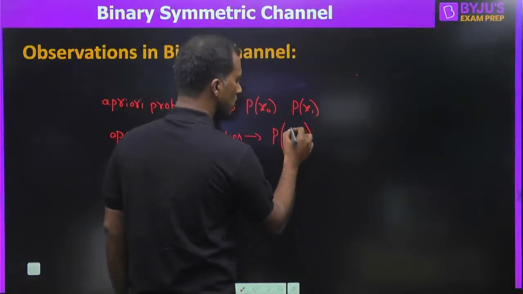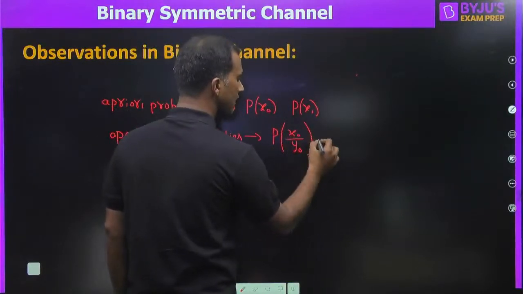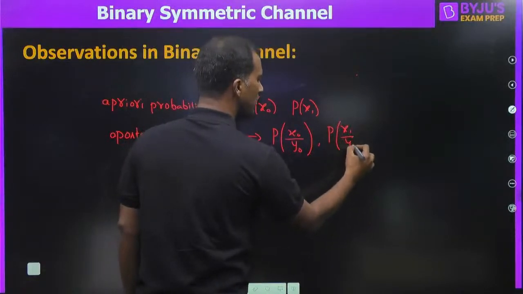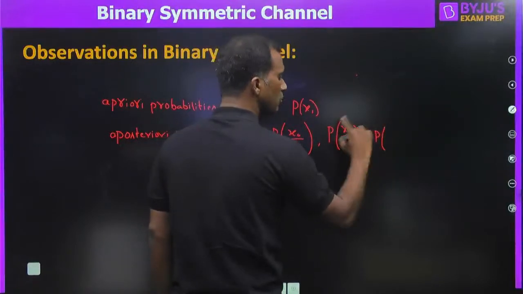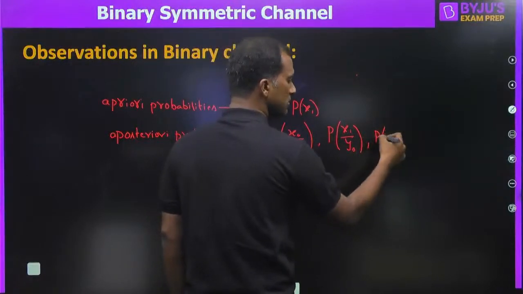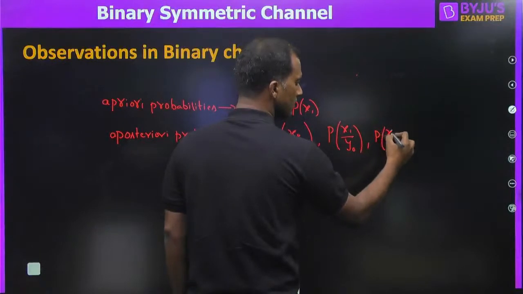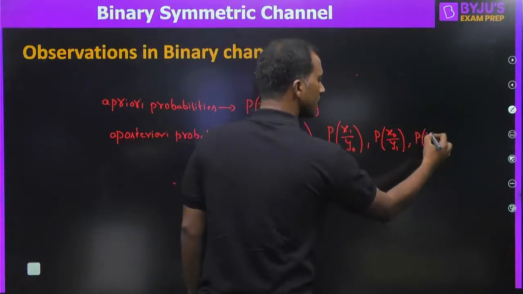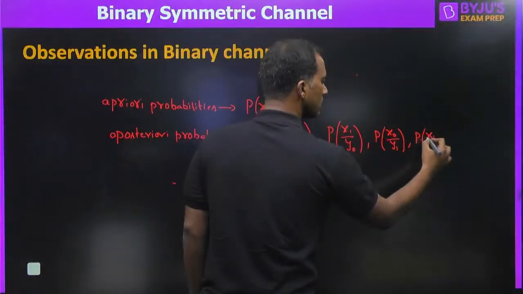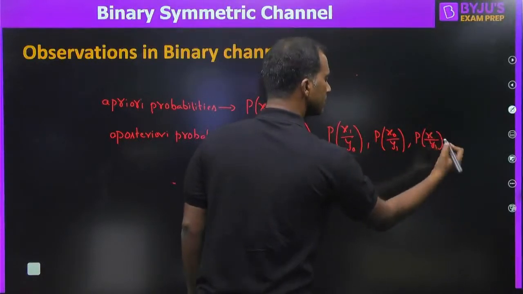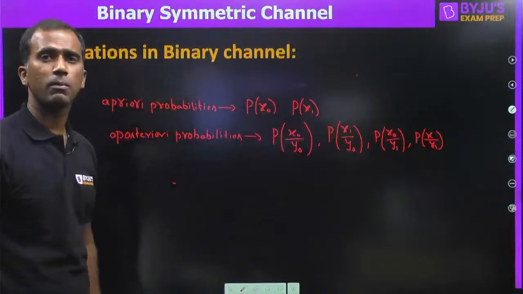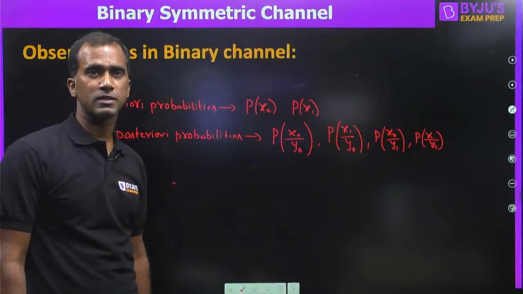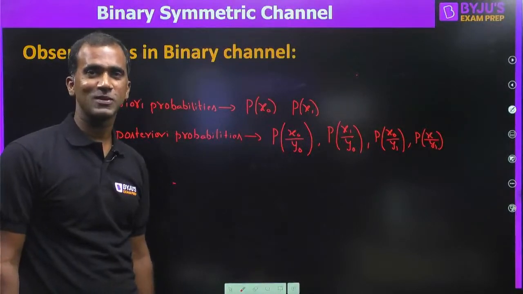So P of x0 given y0, or P of x1 given y0. Since it is a 2 by 2 channel, there are only four possible probabilities like this: P of x0 given y0, P of x1 given y0, P of x0 given y1, P of x1 given y1. These four probabilities we call a posteriori probabilities. I hope it is clear.